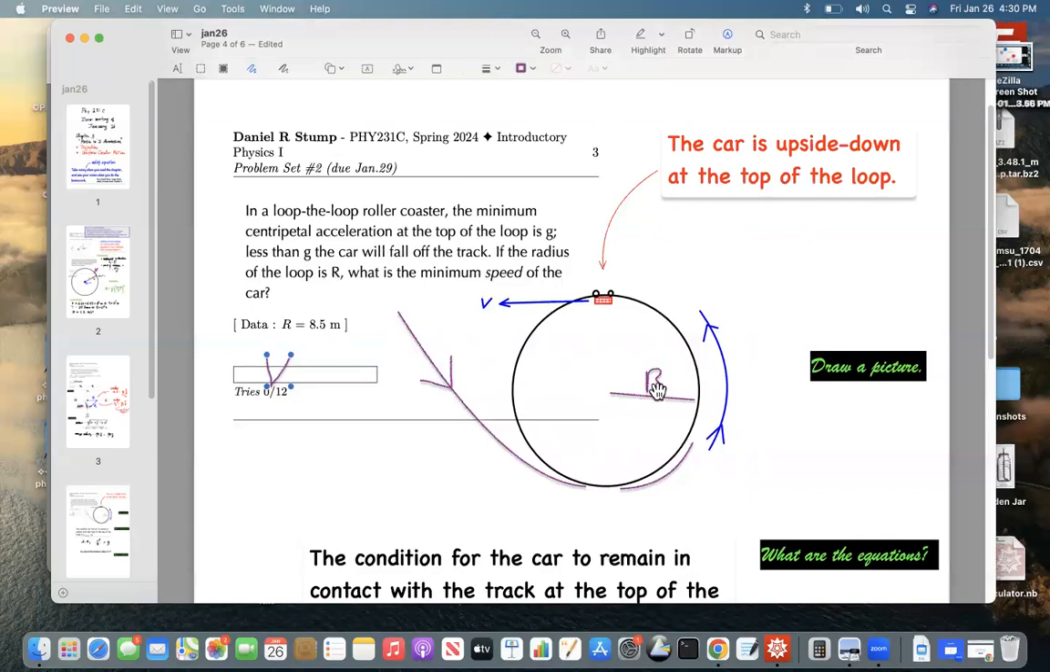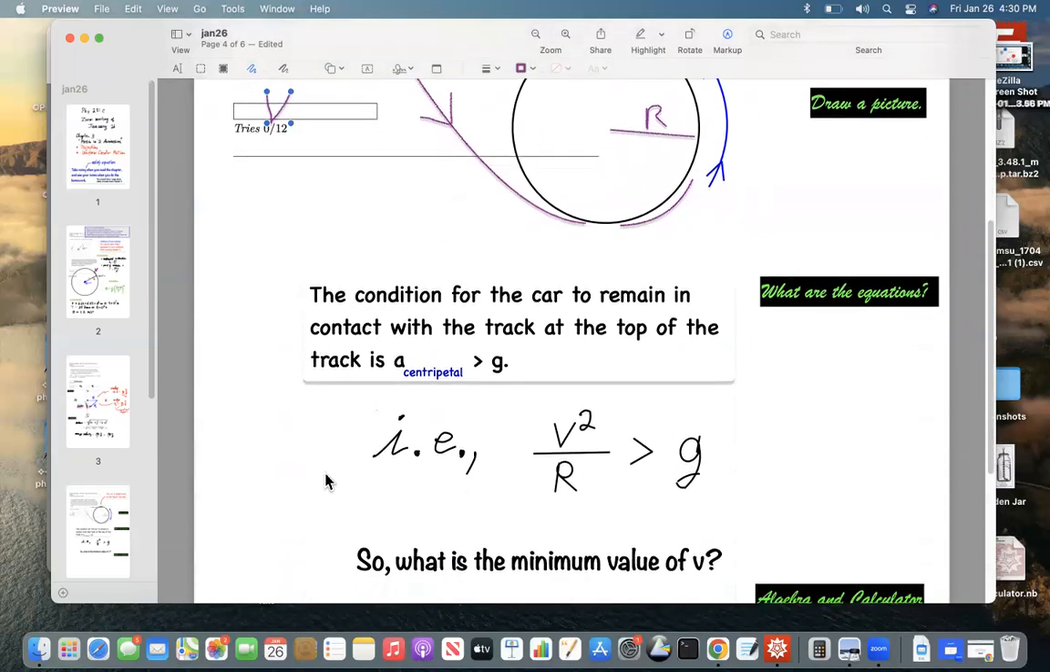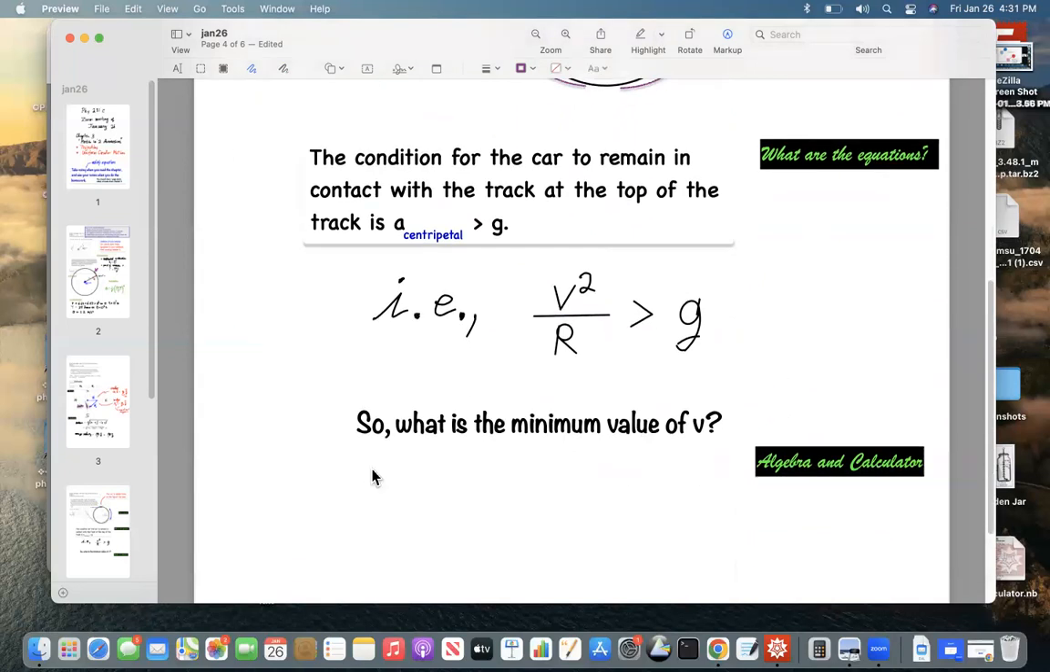Now, r is given in the problem. So if I look at this inequality, I know r, I know g. So I know v. v is the square root of r times g. And v has to be greater than that. So what's the minimum value of v? Well, v min will be the square root of rg.